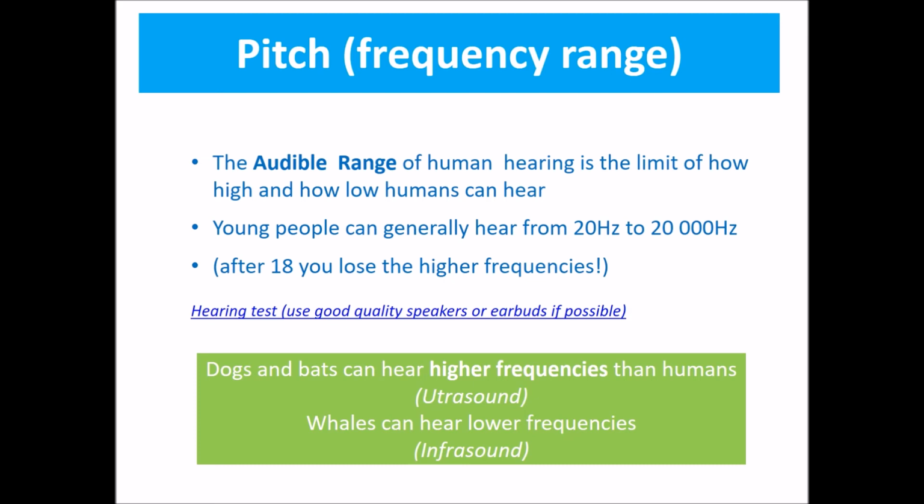If we're talking about other animals though, dogs and bats can hear much higher frequencies than humans. We've got quite a low frequency hearing range as opposed to dogs, which is why you might see people in the park blowing on whistles and you can't hear the whistle, but then their dog comes running. That's because that pitch is higher than our audible range, but not higher than a dog's audible range.